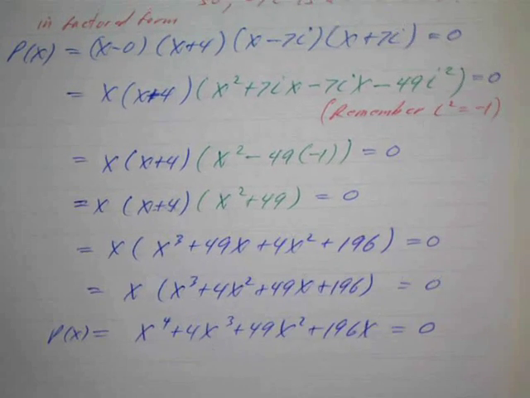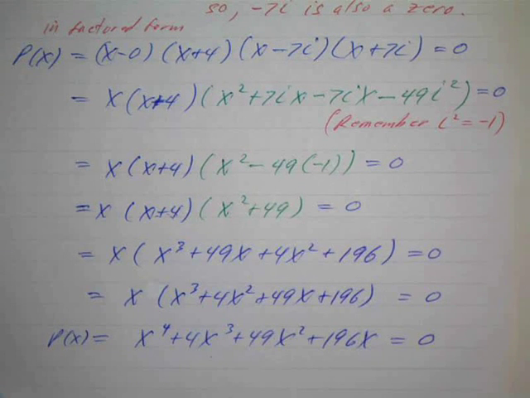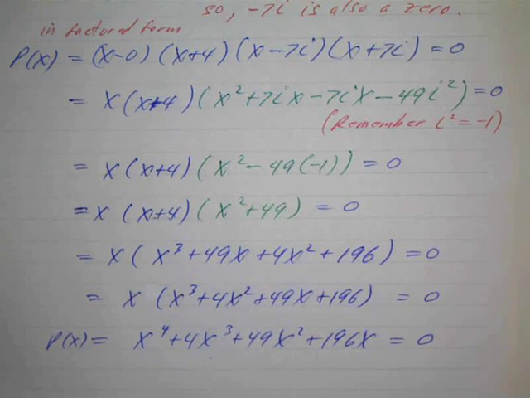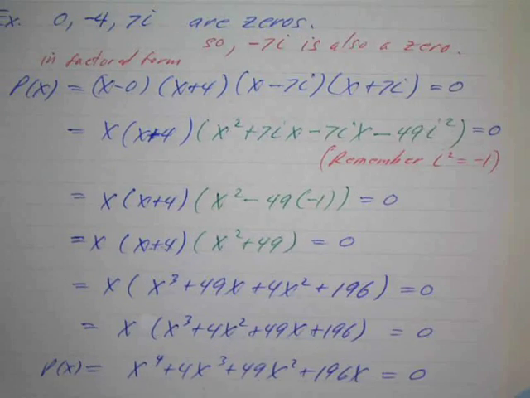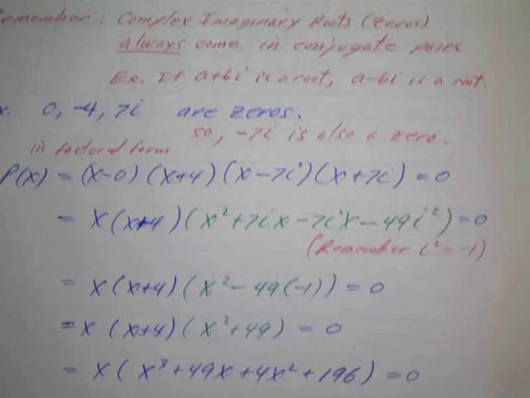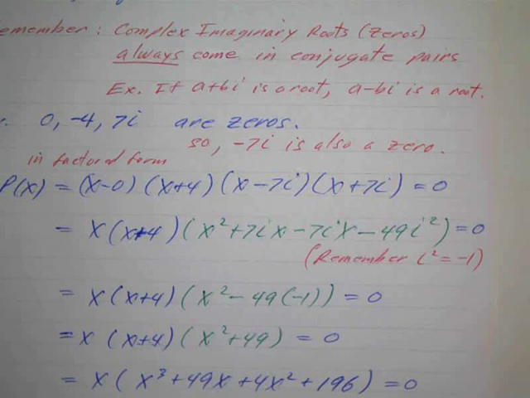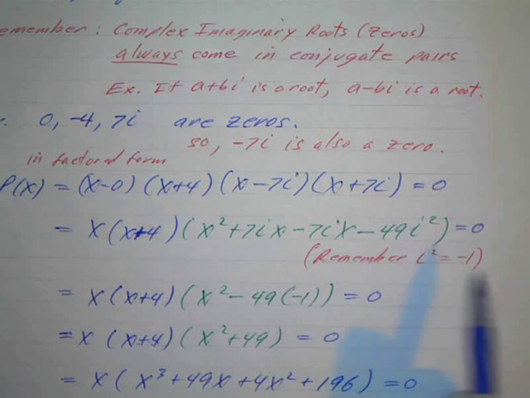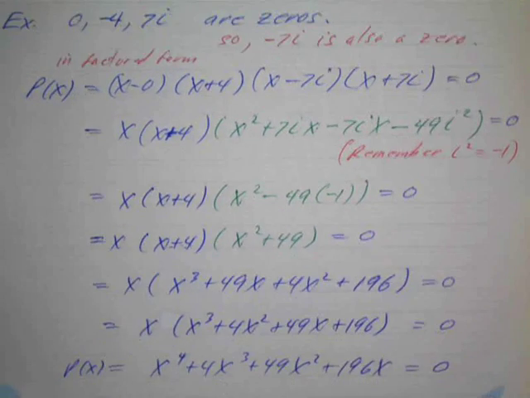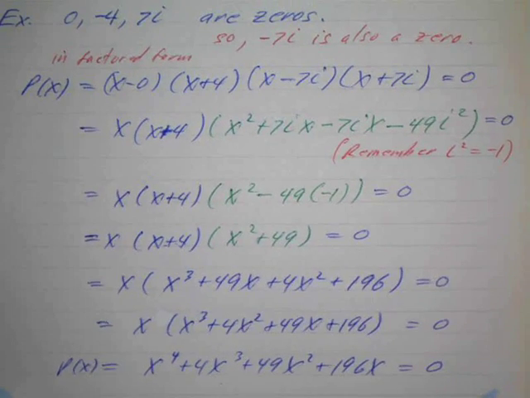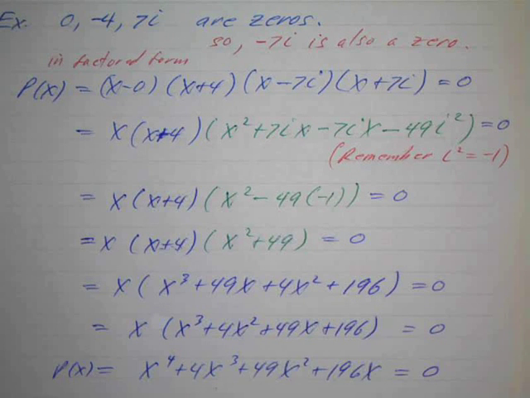Okay. So it wasn't too bad. Again, it's the multiplication, and you just have to be careful. And again, you have to remember two things: complex imaginary roots, or zeros, always come in conjugate pairs, and i squared is -1. You have to remember those two facts when you're dealing with these complex numbers, or complex imaginary numbers, I should say. Okay, hope that makes sense.